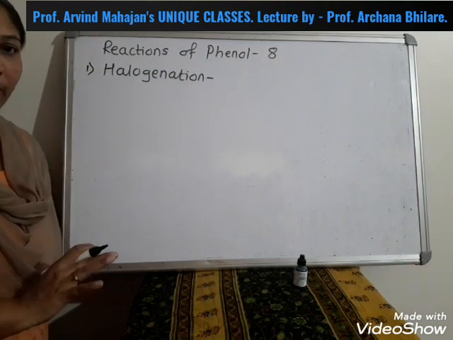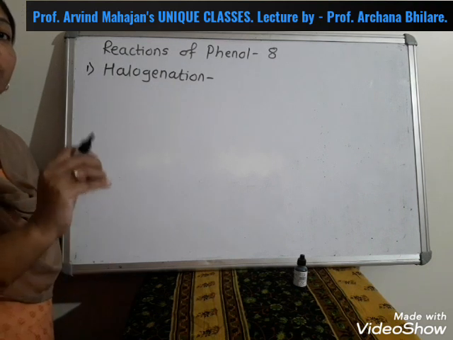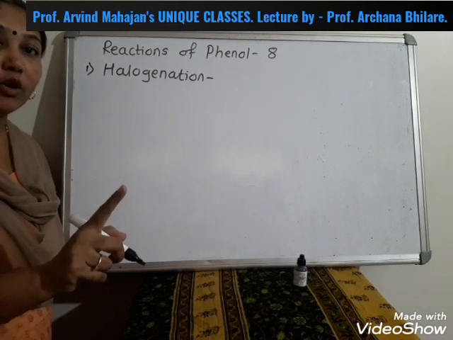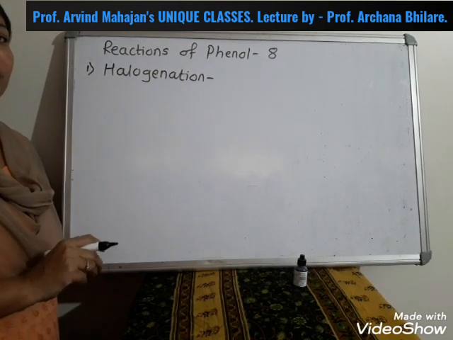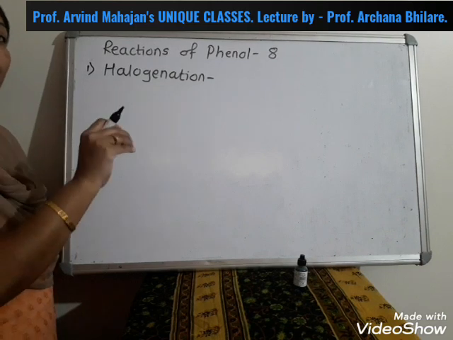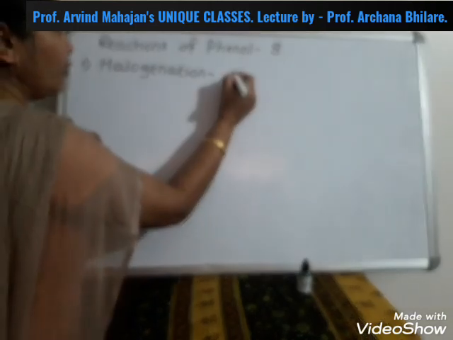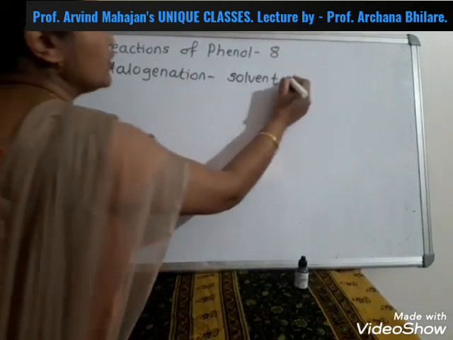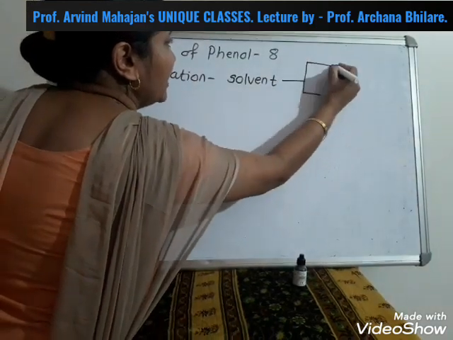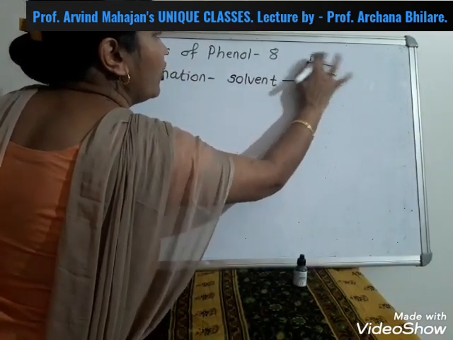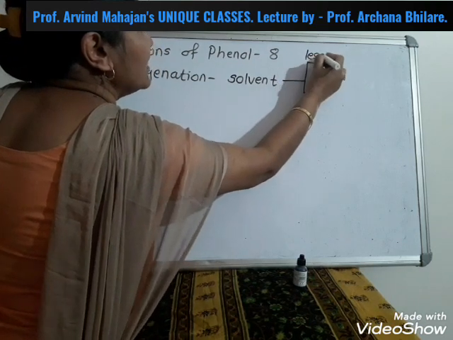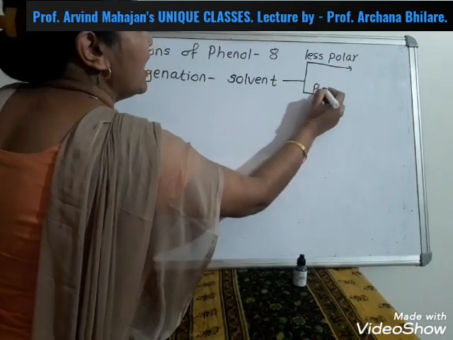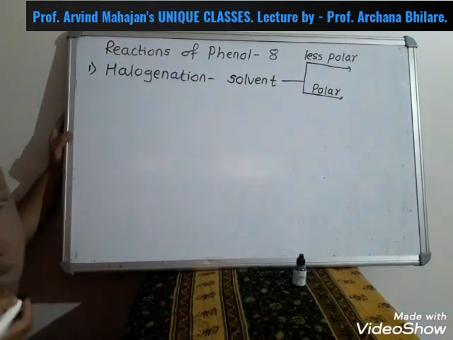bromination of phenol. So what happens in this reaction? What's the product obtained in this reaction? Product obtained depends upon reaction condition or the solvent used to carry that reaction. So product depends upon solvent used. So solvent, it can be non-polar, or instead of non-polar we can say less polar solvent, and other one is highly polar solvent.